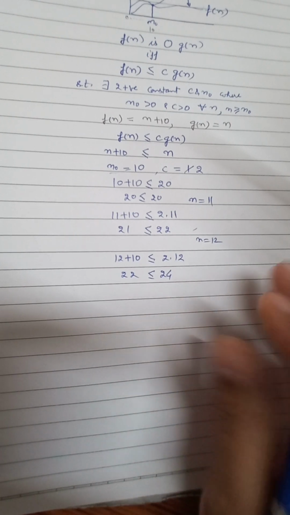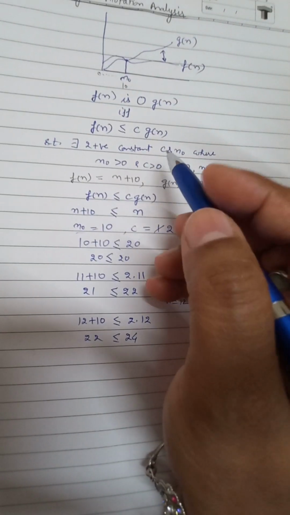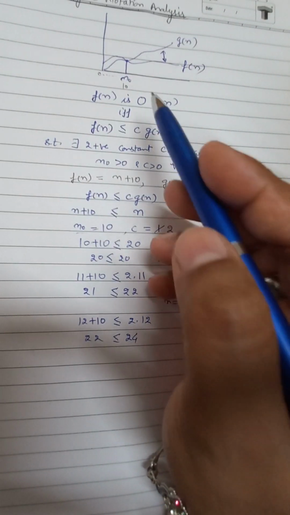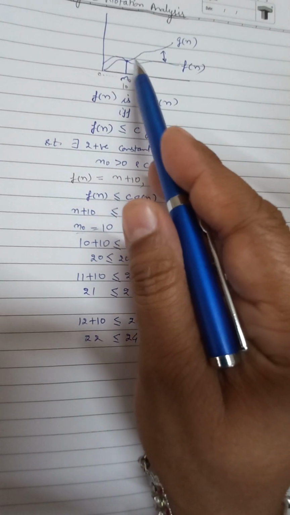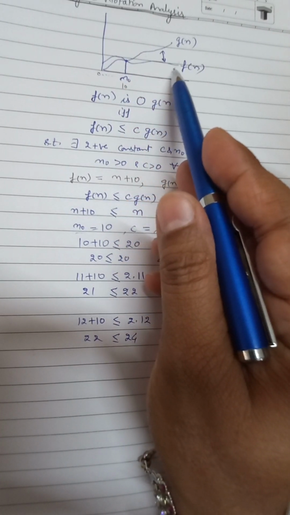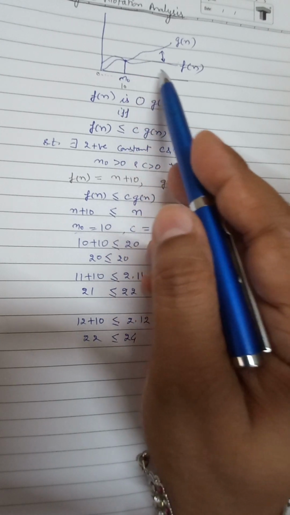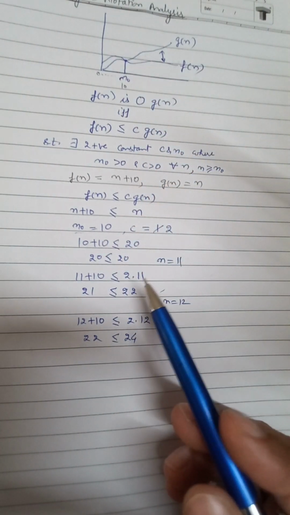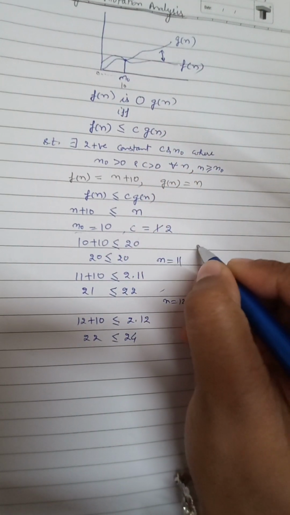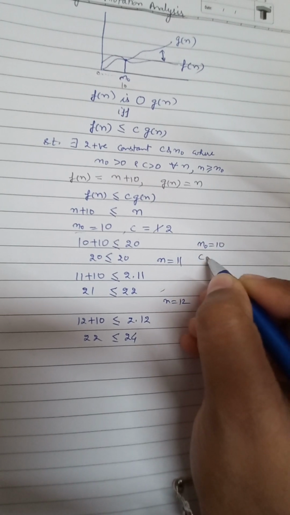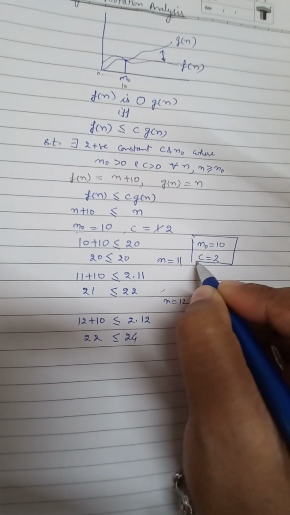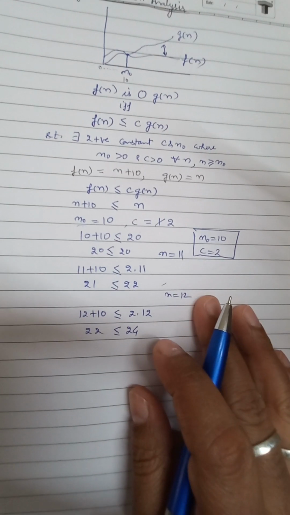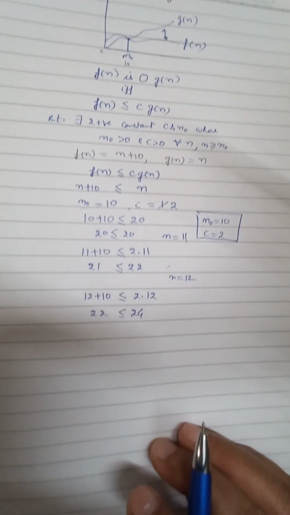So that is the meaning of that function. We need to find the C and n naught values such that after that value the condition always holds true. It means f(n) is always less than g(n). So if we take n naught as 10 and C as 2, this condition always holds true.